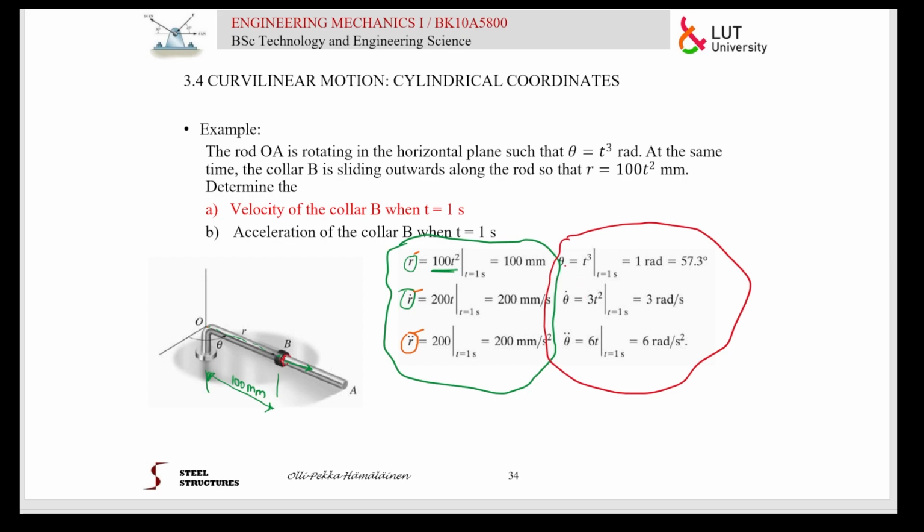And I say, well, at t equal 1 second, this angle is going to be 57.3 degrees. The angular velocity is going to be 3 radians per second. And see, we're not talking about degrees here. We're talking about radians because that allows us to multiply between units, and it's going to give us the results in the correct order. And if I differentiate this again, it's going to give me that the angular acceleration is going to be 6 radians per second squared. So this is omega, this is alpha.